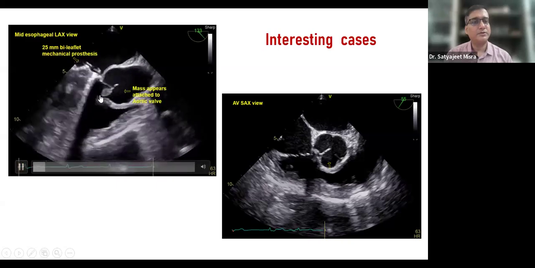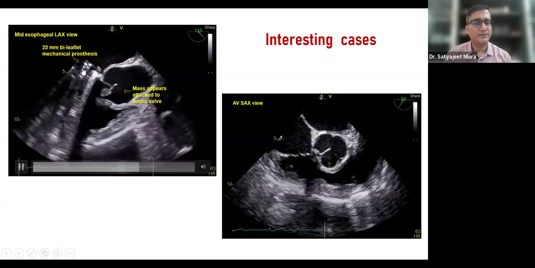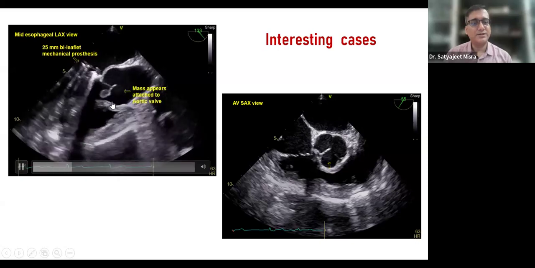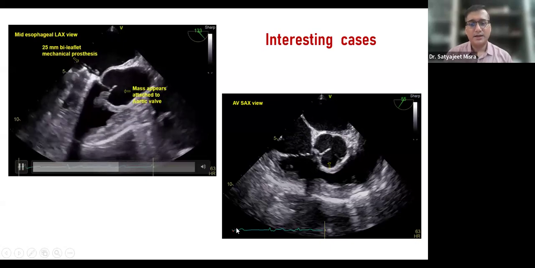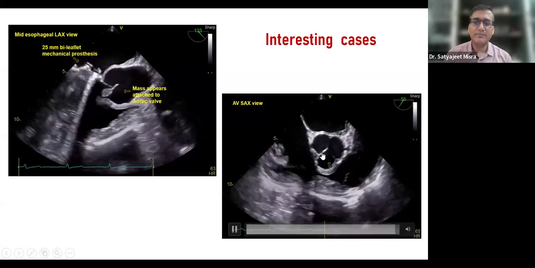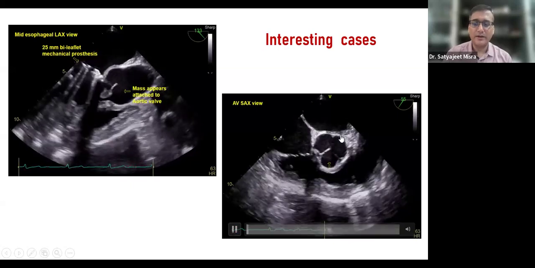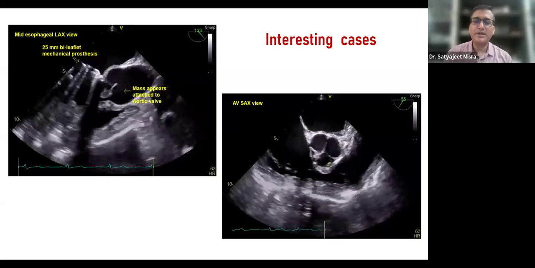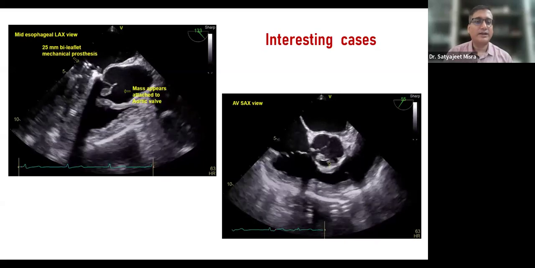So this was a patient who had a 25 millimeter St. Jude bileaflet mechanical prosthesis, and post prosthesis, we could see that there was a new mass that appeared attached to the aortic valve, this arrow and the circular mass. And this mass was also visible in the aortic valve short axis view. So that pretty much told us that the mass was a real mass and not an artifact. When you want to rule out an artifact, you have to go to multiple views. If it's not visible in multiple views, then it's pretty much an artifact. But because this was visible in multiple views, we knew it was not an artifact.